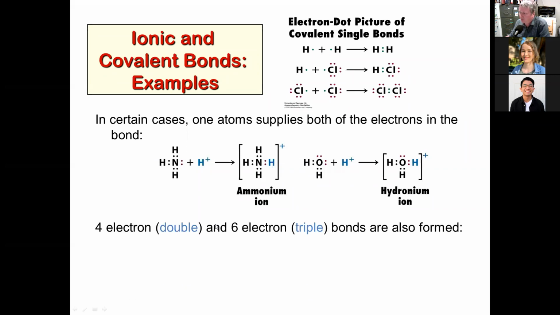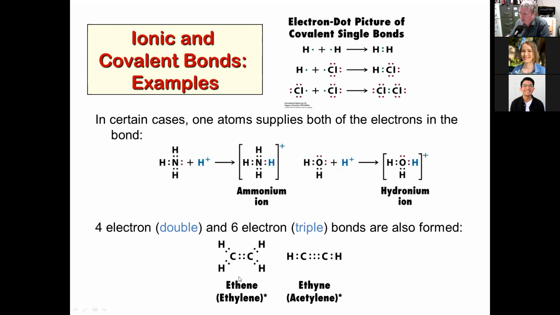So there's also these 4 electron bonds, or we'll call them a double bond, and 6 electron bonds, or a triple bond. These are a big deal in organic chemistry. We have whole chapters on this that you'll learn about later. I think chapters 11 and 12 are talking about double bonds, and 13 or something is the triple bonds. Okay. So this is a double bond.